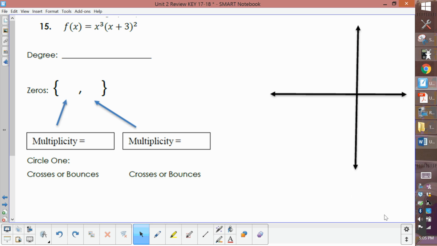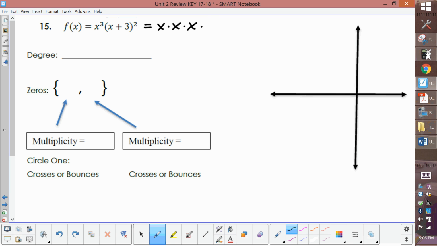Okay, this is problem number 15 from the Unit 2 review. This is a non-calculator question, but I don't really need a calculator. If I were to break this out, it does help me sometimes visualize a couple things, what the degree is and what the multiplicity is. If I were to totally expand this thing, I would get something like this.